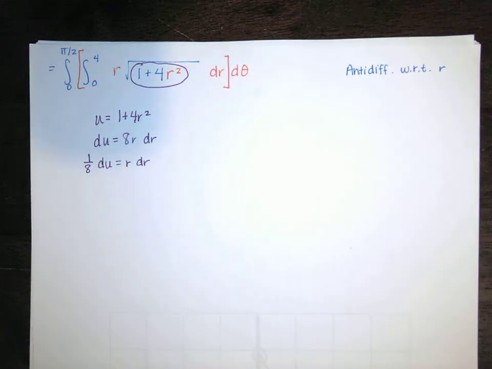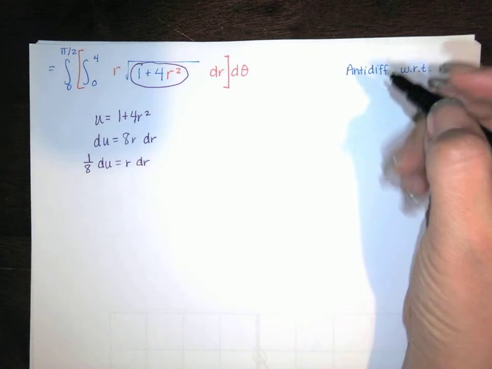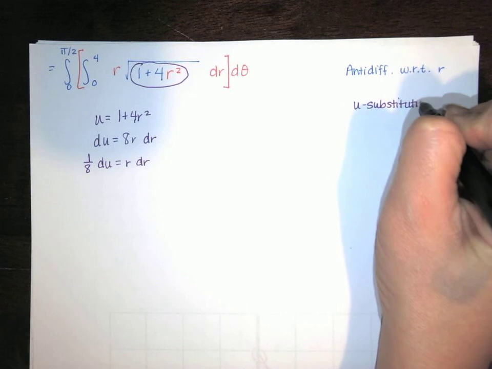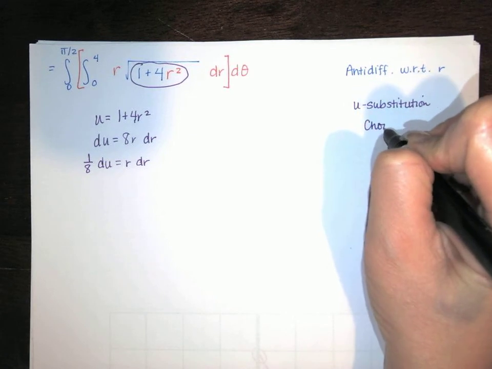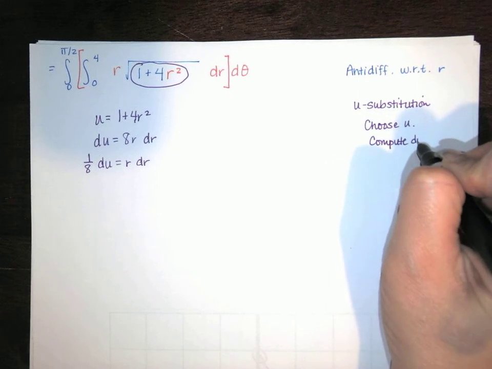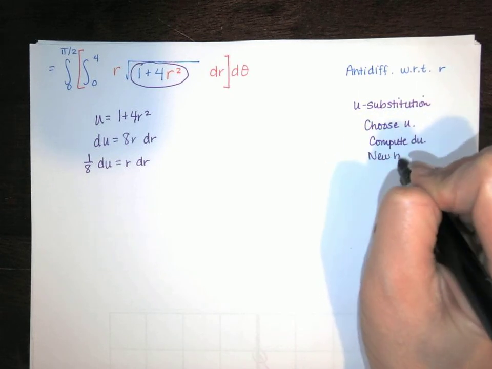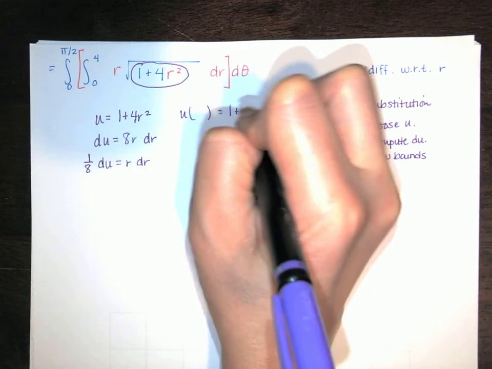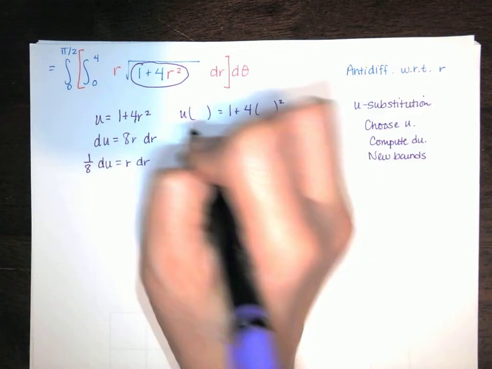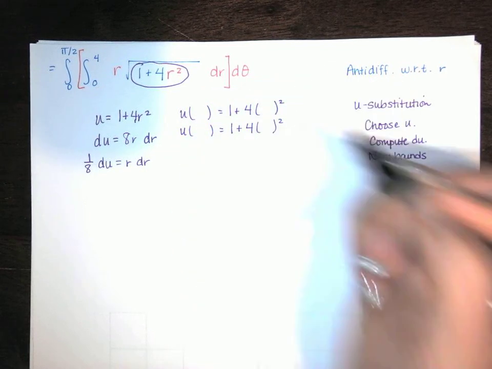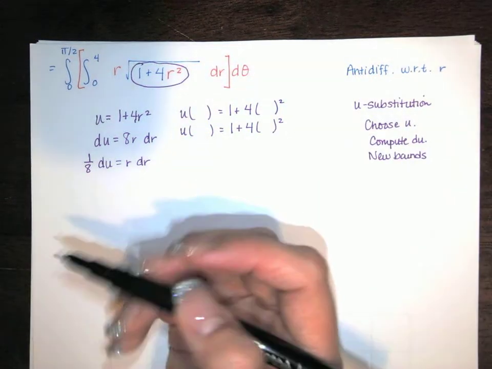And now I can write everything up here in terms of my new variable u rather than r. So this time we happen to use u substitution. So we'll choose u, we compute du, and we need new bounds in terms of u. So we'll replace r with 4, we'll replace r with 0 in our equation for u to get the new bounds for u.